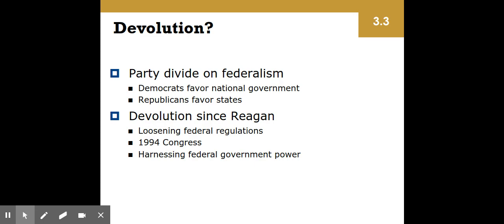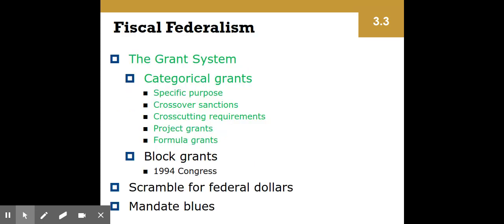And of course, Ronald Reagan, probably one of the more famous Republican presidents of the 20th century, favored devolution, loosening federal regulations, allowing states more leeway. The 1994 Congress, which was a majority taken by Republicans in both the House and the Senate, also favored this process. And harnessing federal government power for specific actions and then funneling it out to the states became the preferred manner.